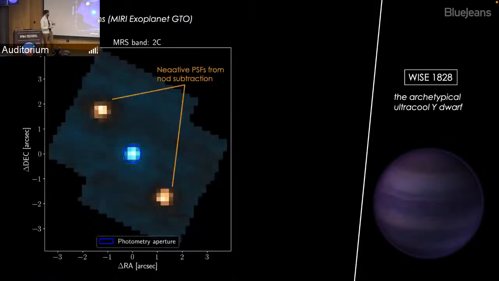So now I'm going to show the MIRI data we got. This is the image of the processed cube, where because it's such a faint source, we can just do classical knot subtraction, and it works quite well. You see the background is nicely gone at this wavelength. You see the brown dwarf in the middle here, and the two negative PSFs from the dithered knot subtraction.